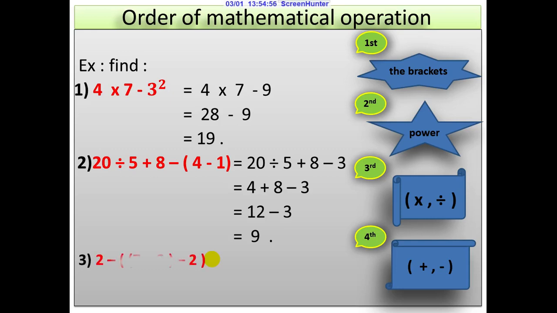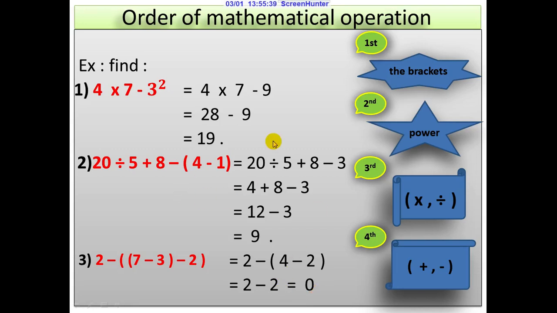Let's see exercise number 3. We have here 2 minus, and we have 2 brackets, the big one and the small one inside it: 7 minus 3, close the small brackets, minus 2, close the big brackets. Which must we do first? We must do the small brackets first. So it will be 2 minus open brackets and calculate the small brackets, 7 minus 3, it will be 4 minus 2. And then we must do the brackets again. It will be equal to 2 minus 2. Finally, it will be equal to 0.